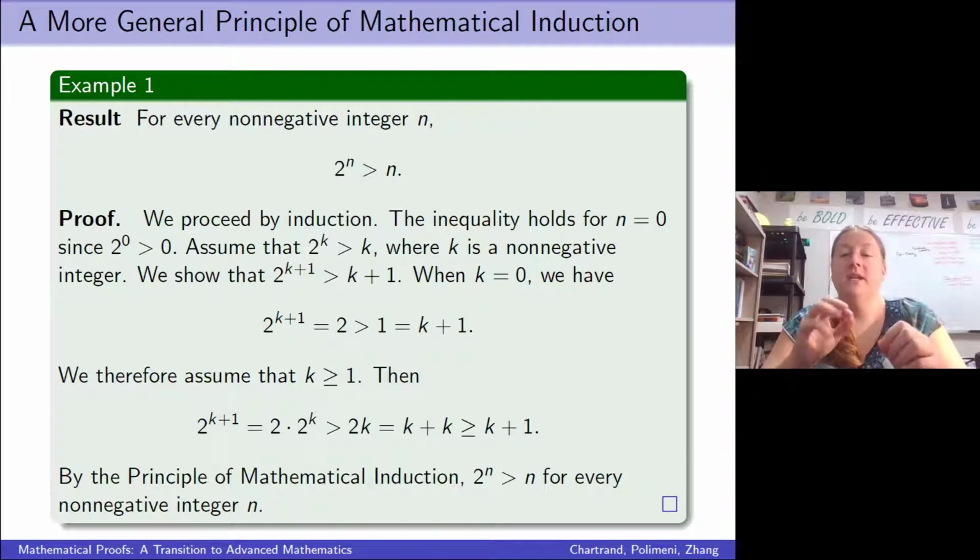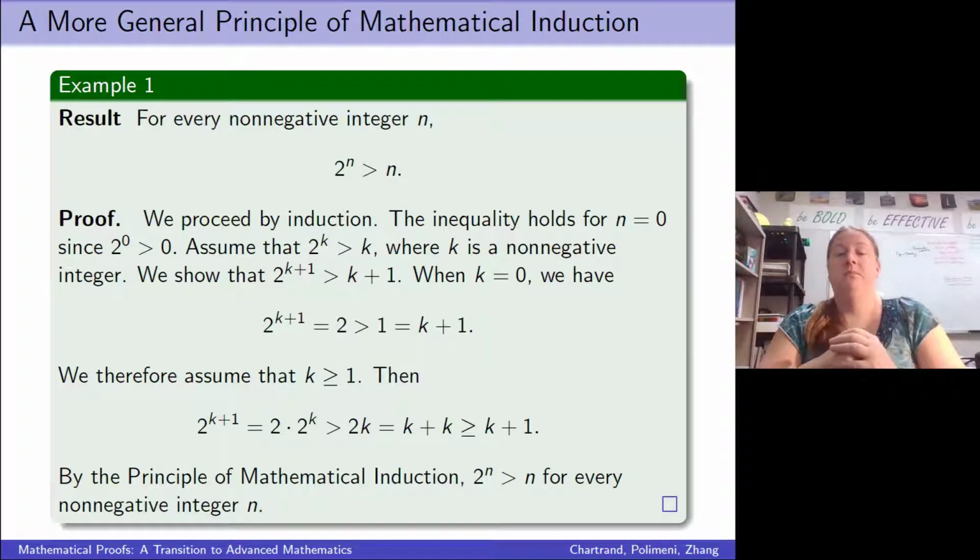But 2 to the k is greater than k by our induction hypothesis. So that means that 2 times 2 to the k is greater than 2 times k. Well, 2 times k equals k plus k. And since k is greater than or equal to 1, we know that k plus k is greater than or equal to k plus 1. And that shows that 2 to the k plus 1 is greater than k plus 1.